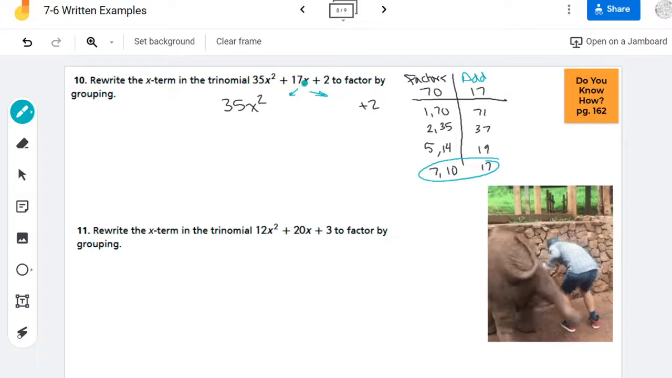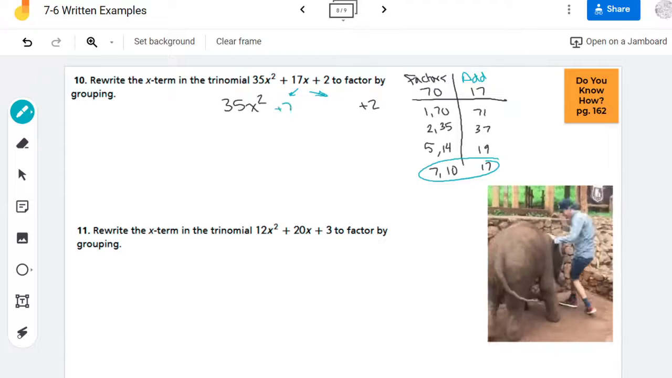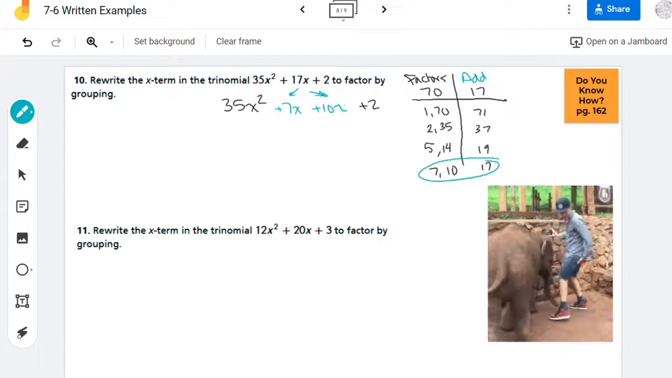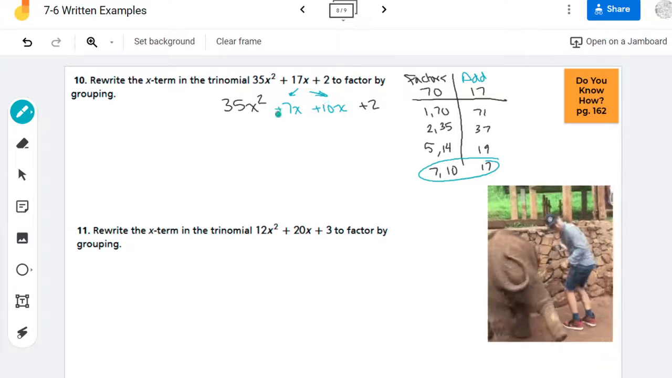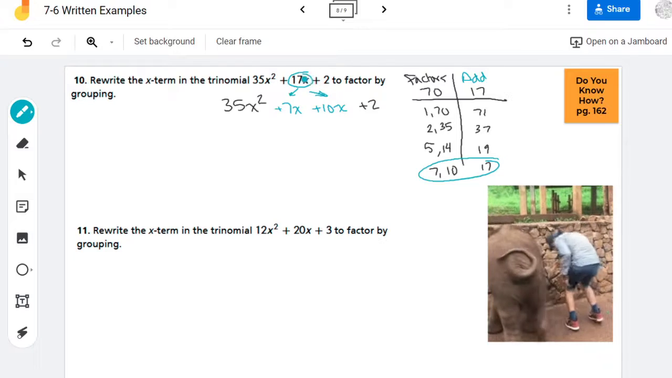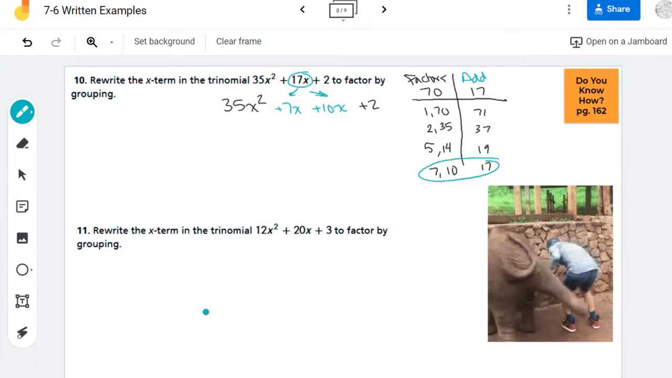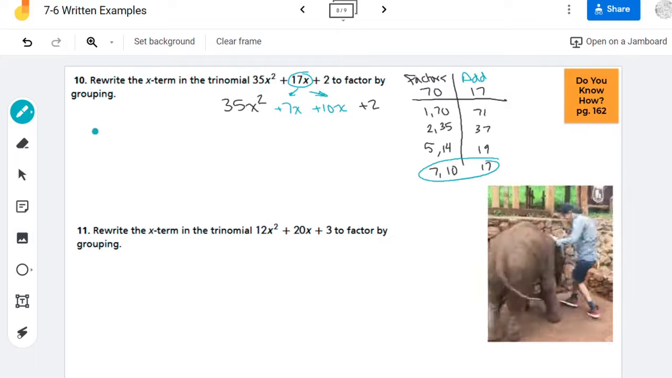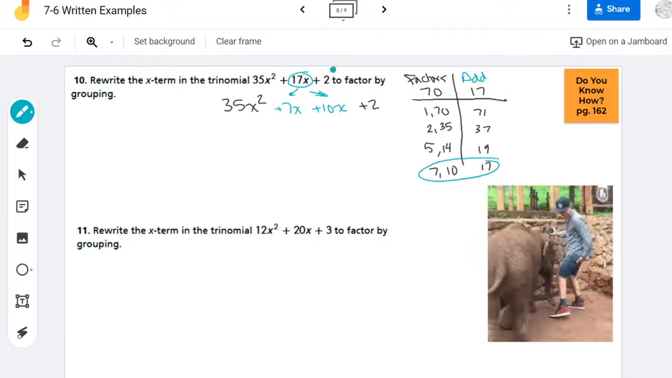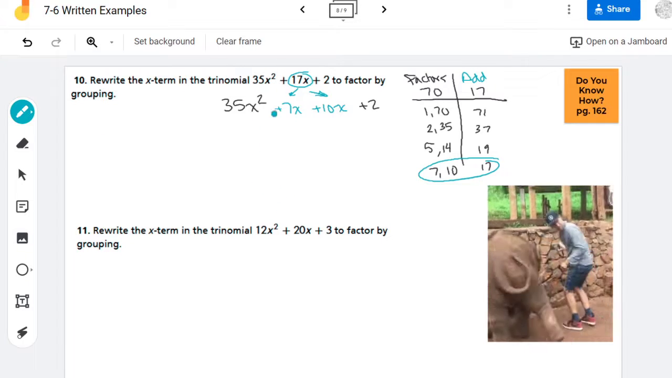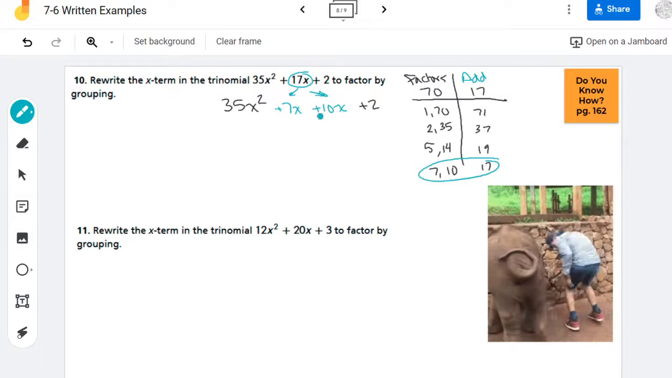So when I rewrite that 17x, I'm going to write it as plus 7x plus 10x. Because if I were to combine those like terms back together, I'd get back to the 17x. Now this one's not telling me to factor by grouping, so I don't have to take it any further. But that's just where we're at, where we split it apart.